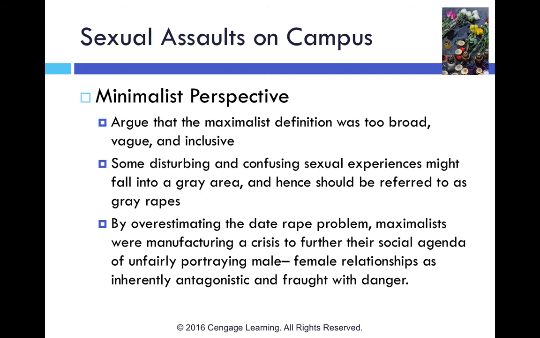The minimalist perspective here says that the maximalist definition is too broad, vague, and inclusive, that some disturbing and confusing sexual experiences might fall into a gray area and should therefore be called quote-unquote gray rapes, and that by overestimating the date rape problem, they're manufacturing a crisis to further their social agenda. There's a lot of really great studies, in particular, about campus sexual assault, where the studies are really well designed. It uses legal definitions. It asks behaviorally specific questions. And they are all pretty consistent that 1 in 4 college women will be sexually assaulted.